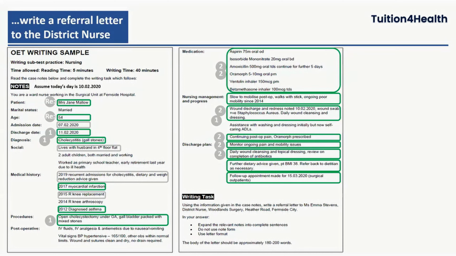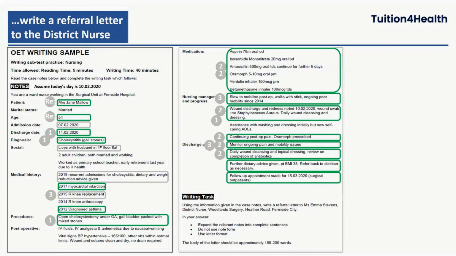In the next paragraph, I'm going to talk about the other problems that this lady has, particularly her mobility. Here under nursing management, it says that she has had ongoing mobility issues since 2014 and walks with a stick. The medical history tells us that she had a knee replacement around that time. And so we're asking the district nurse to monitor her mobility as well as her pain.